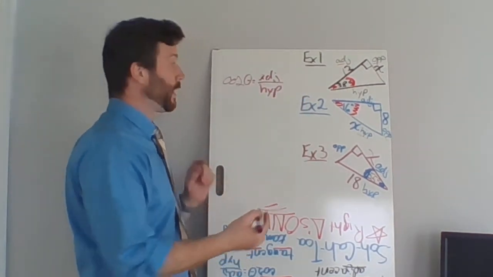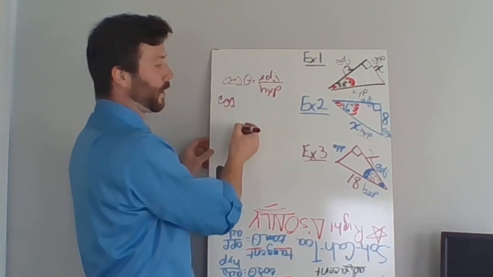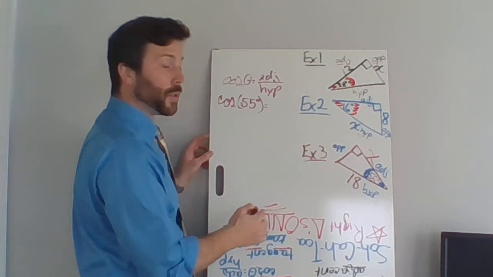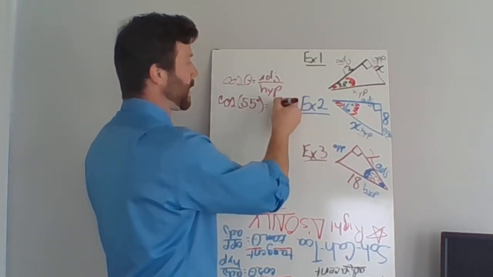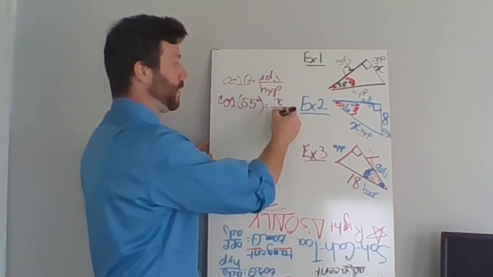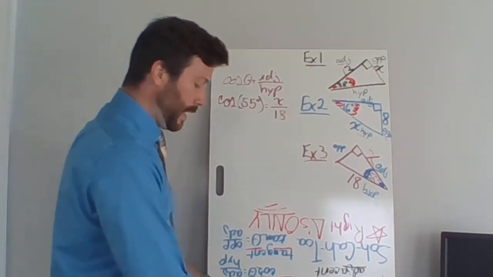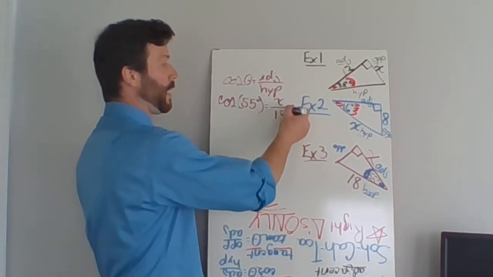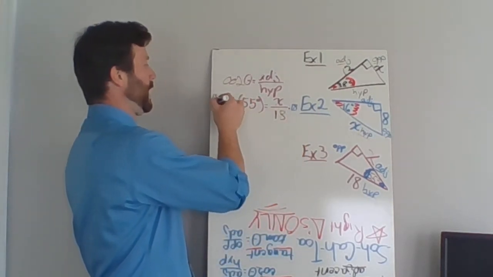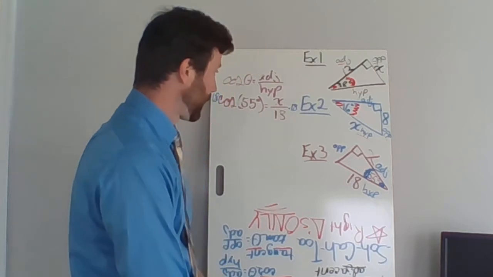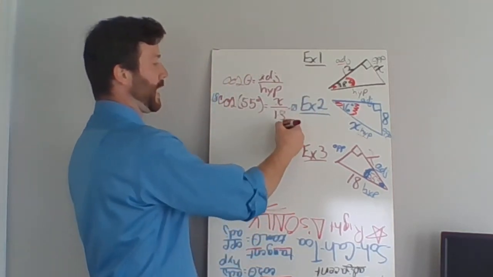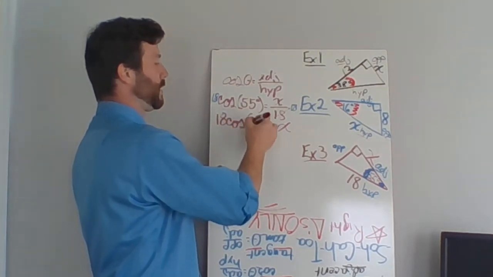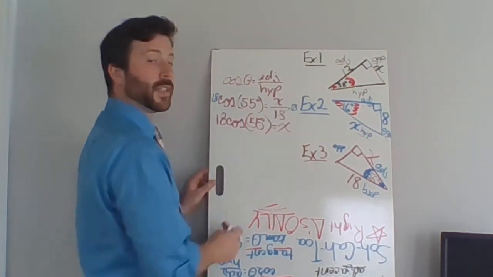Okay, then I'll sub in everything that I have. Cosine of 55 degrees is equal to that adjacent side, x, divided by the hypotenuse of 18. Now, I want to get that x all by itself. It's being divided by 18, so I'll multiply both sides by 18. Okay, these 18s cancel, and I get x equals 18 times the cosine of 55 degrees.